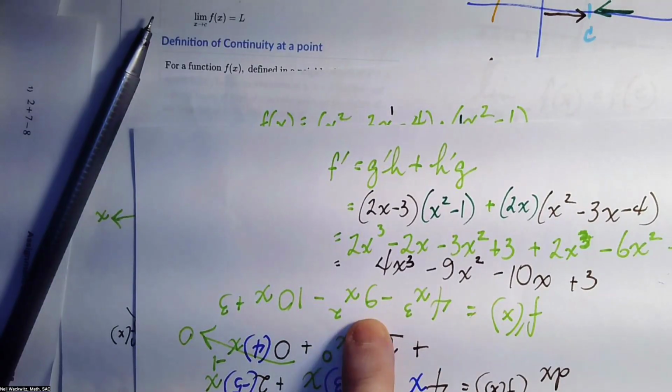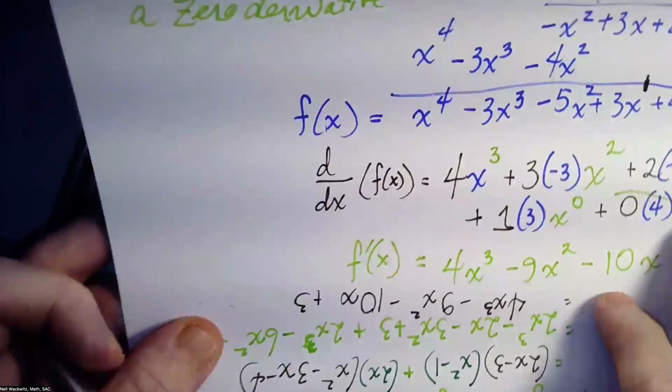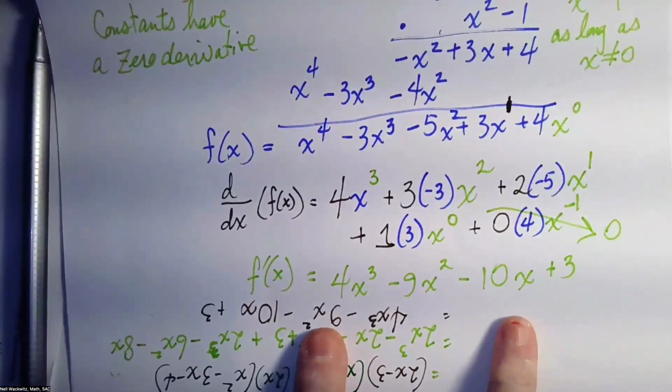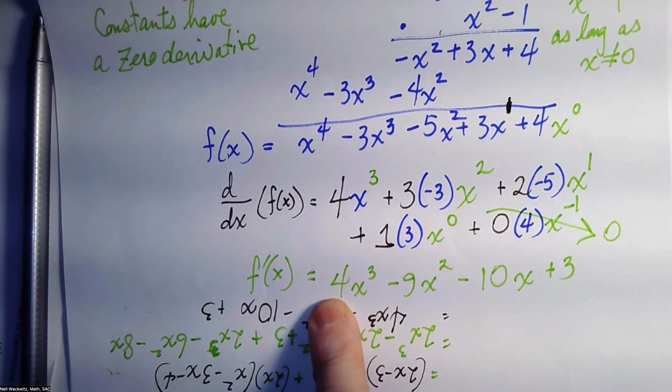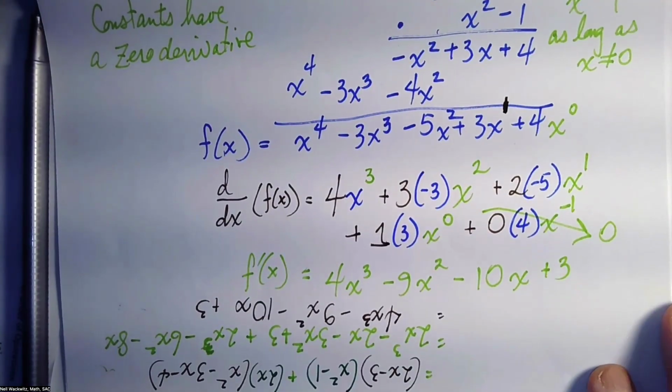And if you look, that's exactly what we found before when we multiplied first and used the power rule second. We got 4x cubed minus 9x squared minus 10x plus 3. Sweet.